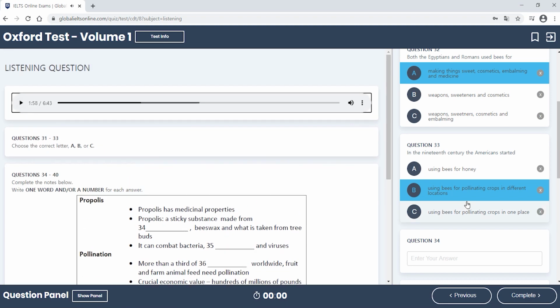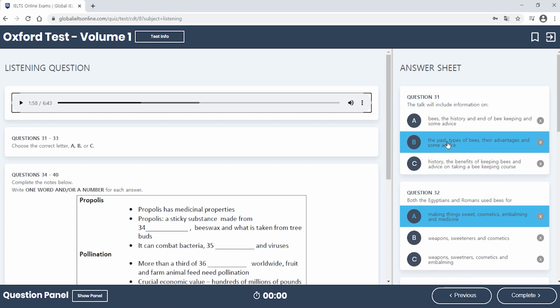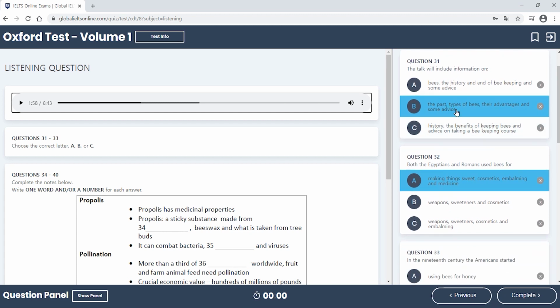Okay, so we're just going to pause there and take a look at the first couple of answers. We heard him listing out the things he's going to talk about. The first thing he said was, "I'll start by giving you a few historical facts." So I'm thinking, okay, history, the past, but he didn't mention beekeeping, he just said historical facts. So I was like, okay, it's going to be B or C, because it's just the past or history.